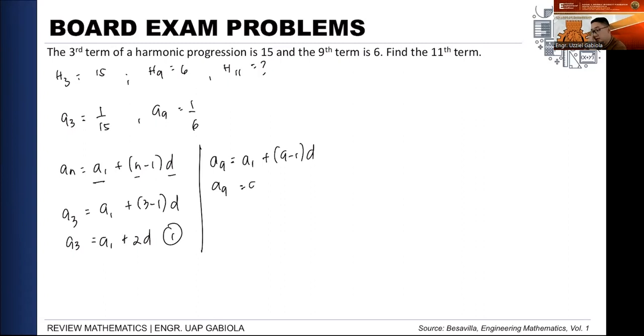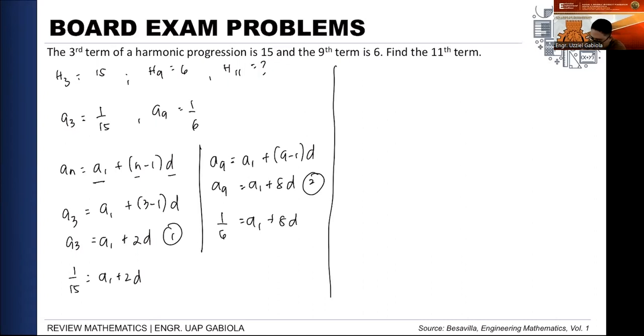So, meron tayong formula ng dalawa. And ano yung value ng A3? 1/15 is equals to A1 plus 2d. Then ito is 1/6 is equals to A1 plus 8d. Okay? So, meron tayong two equations, two unknowns. So, we can now calculate the value of the unknowns by using elimination. Sige, try ko elimination, no?